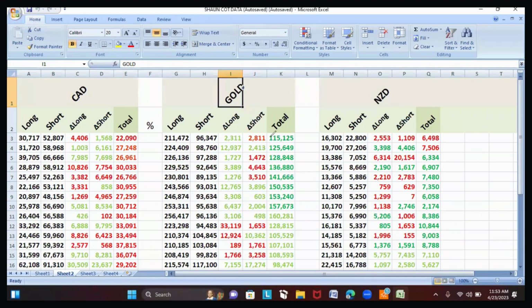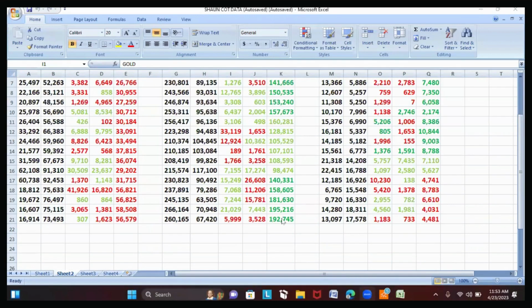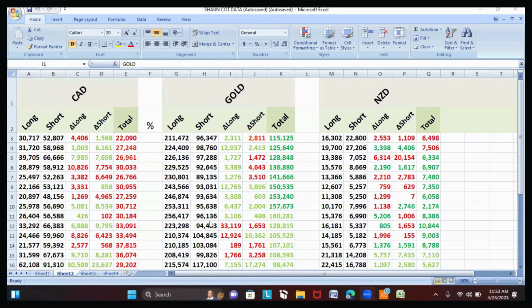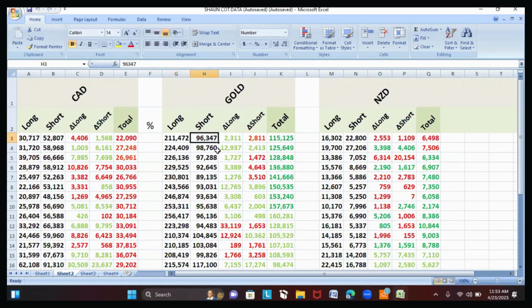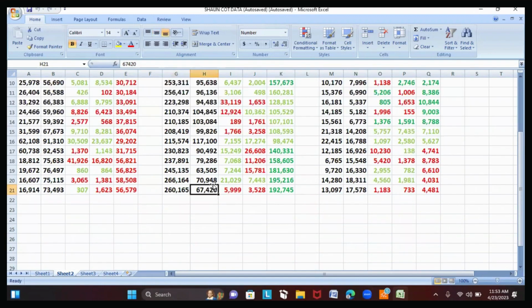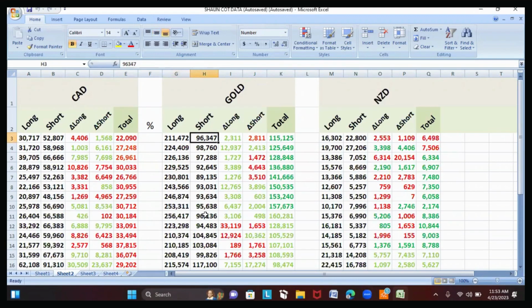Looking at gold, what you can see from this is that on the first week of December gold was at 115 total. That was quite huge. Right now we went all the way to 192. So let's look at what has been happening. From 211,000 buyers, we're now at 260,000 buyers. That's a total of like 50,000 buyers added. From 96,000 sellers, we're now at 67,000 sellers. That means we had a decrease of 30,000 on the sellers.